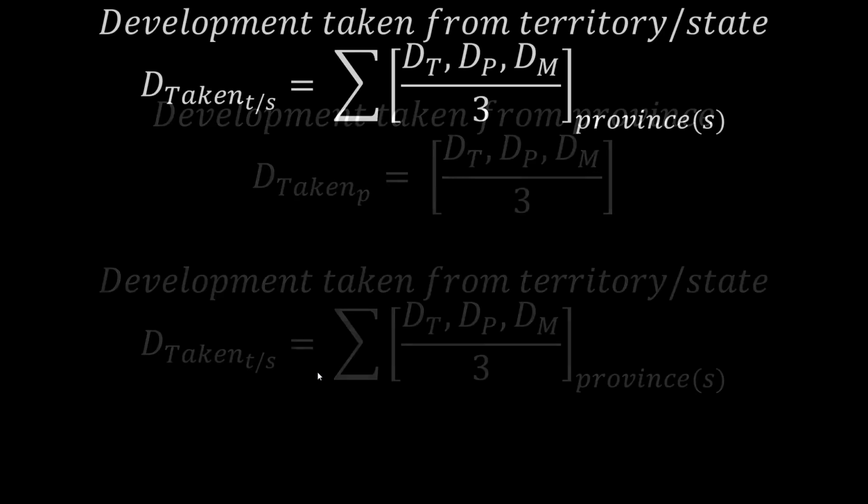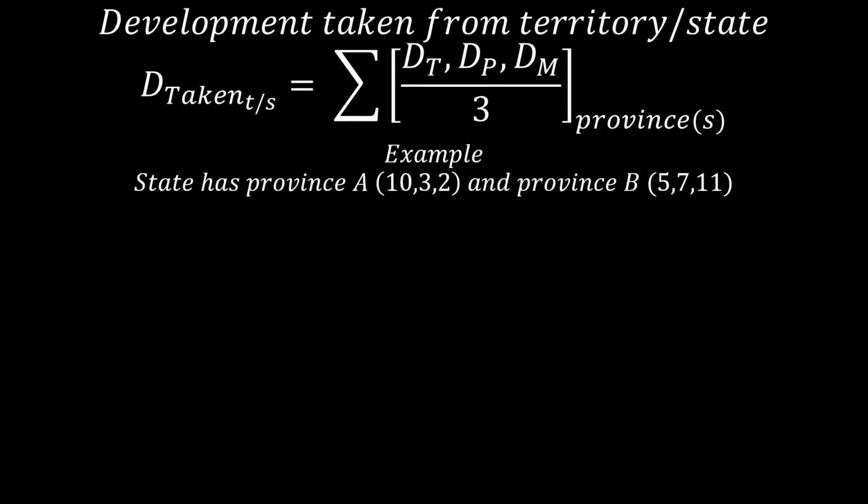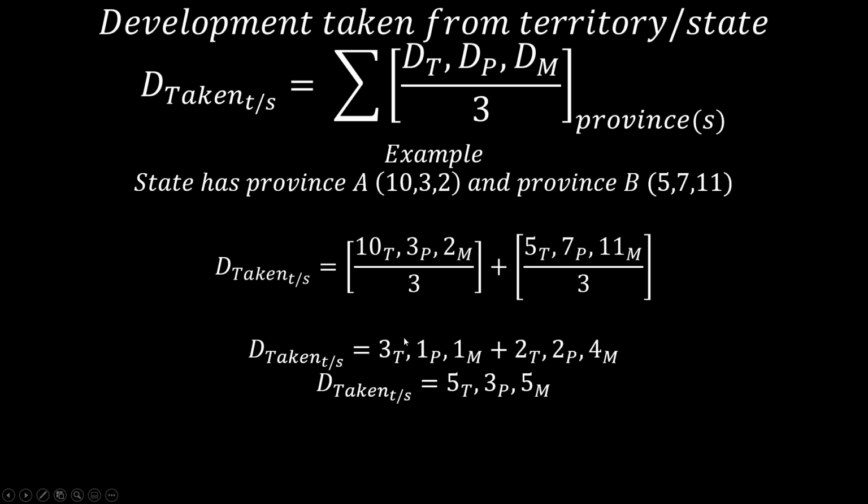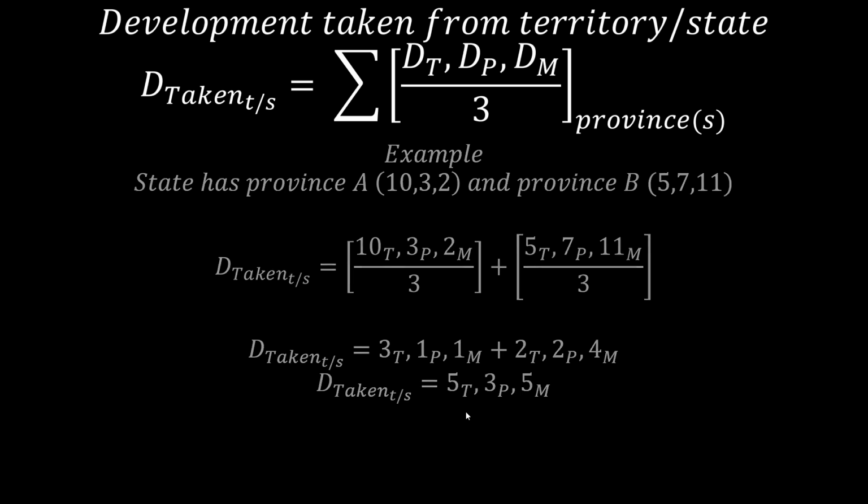So I also included an example for this as well. So we have 2 provinces. Province A is 10 tax, 3 production, and 2 manpower, and province B has 5 tax, 7 production, and 11 manpower. And then if we put this into the equation, we get something like this. These just correspond and fit nicely. And then this can be simplified down to this. And so the development taken from the whole state in this instance was 5 tax, 3 production, and 5 manpower.